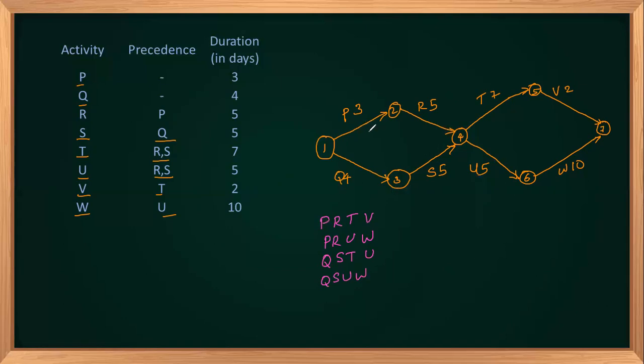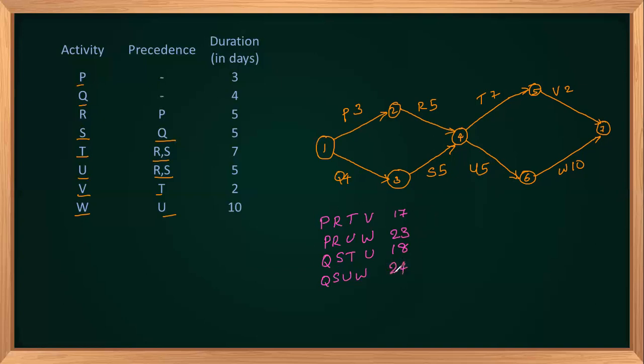Now compute the total duration for each path. So this will be P plus R plus T plus V. It will be 3 plus 5, 8, plus 7, 15, 15 plus 2, 17. Now for this one, 8 plus 10, 18 plus 5, 23. Now Q, S means 9, 9 plus 7, 16 plus 2, 18. And this one will be 9, 9 plus 10, 19 plus 5, 24.